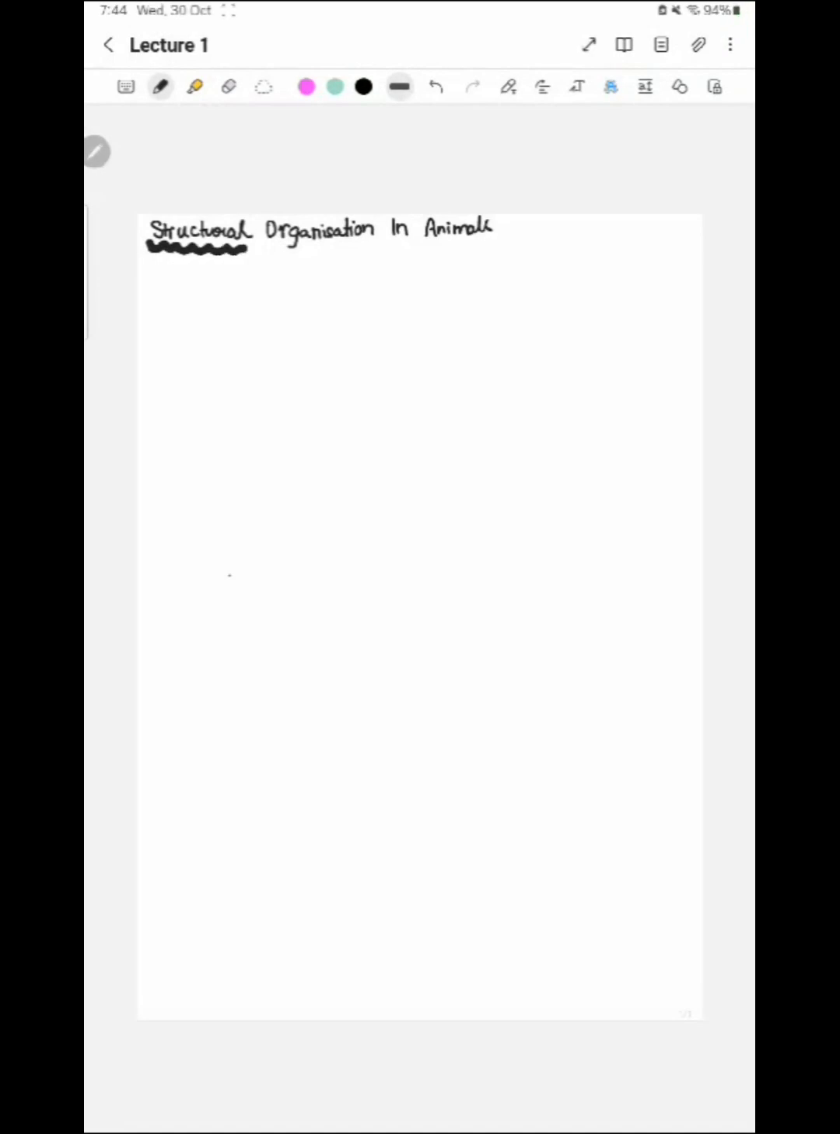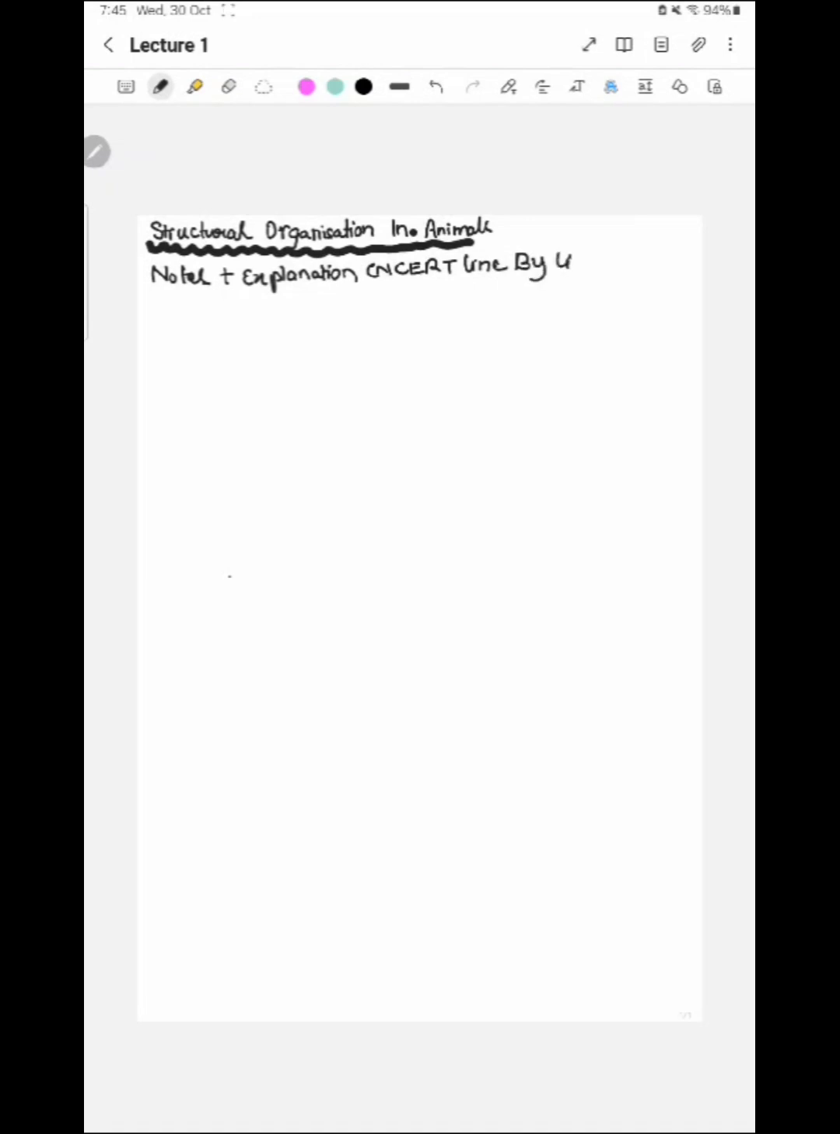So today I'm going to start with structural organization in animals, lecture 1. Okay, so today is lecture 1 of this chapter. I will give you the notes plus explanation, and I will explain NCERT line by line.